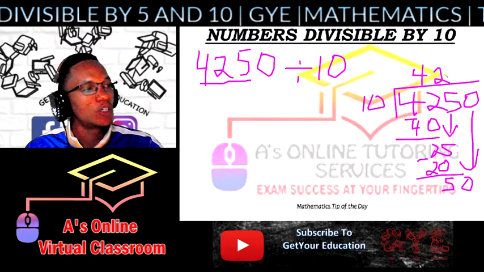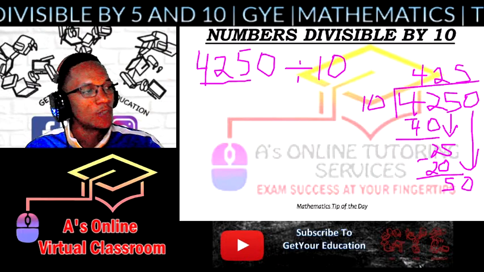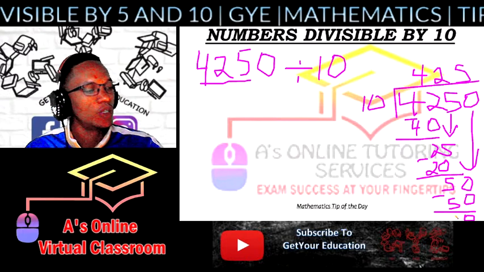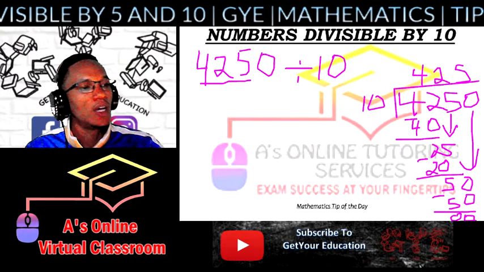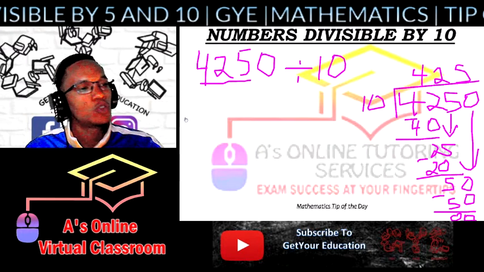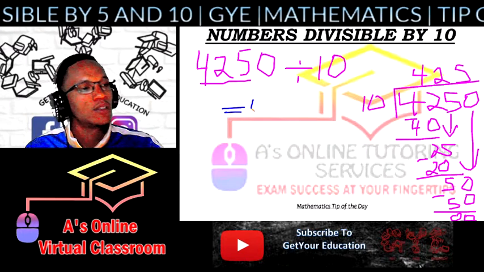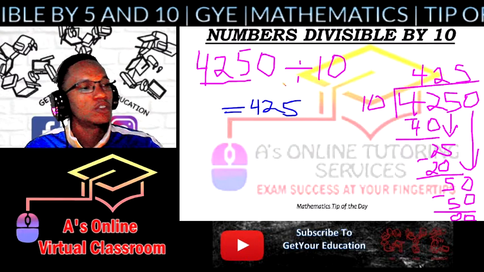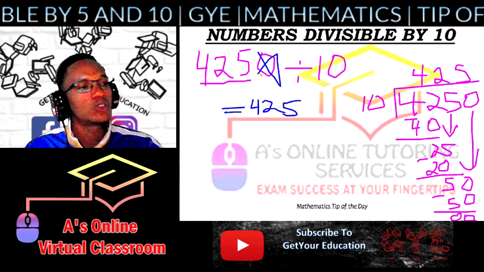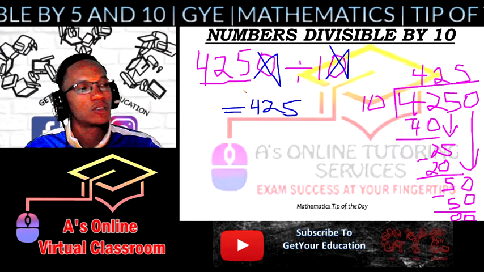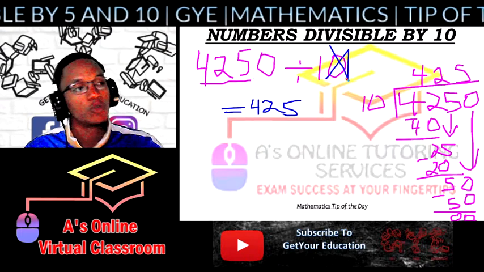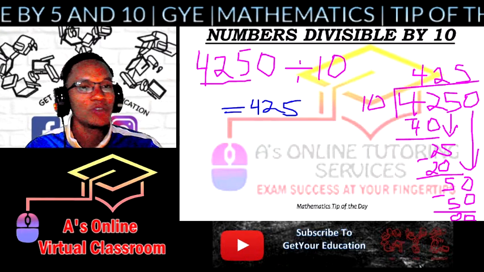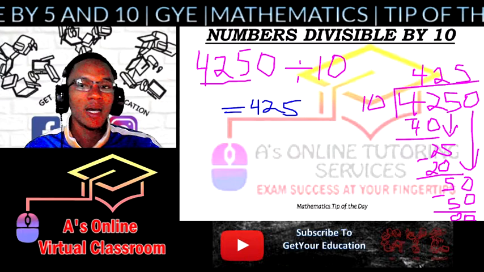10 into 50 is 5. 10 fives are 50. We subtract. We have no more remainder at this point. So the answer, 4250 divided by 10 is 425. Just like if we eliminated the zeros in both numbers, as we saw before. So that's our tip for today: numbers divisible by 5 and numbers divisible by 10.